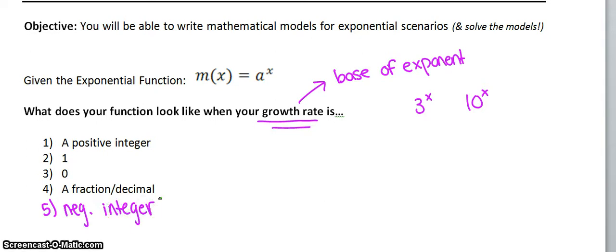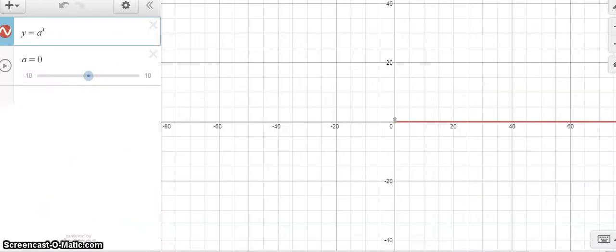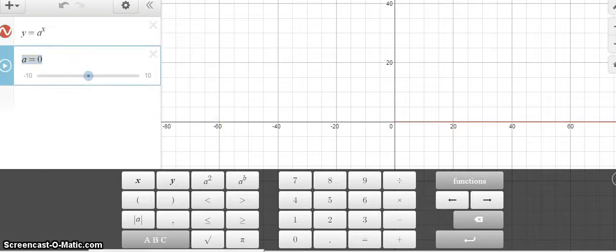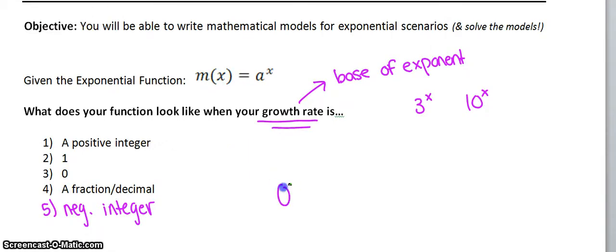And in order to do this, we're going to take a look at Desmos and also look at evaluating the function for these different things, just using our brains. So I'm going to open up Desmos. I have the graph y equals a to the x, and I've added a slider for a, so I can change the value to be whatever I want it to be. So right now a is 0. So if you have 0 to almost any power, the output's always going to be 0.